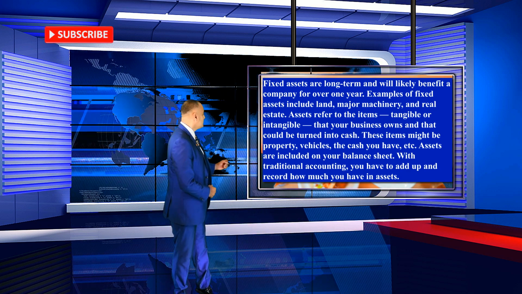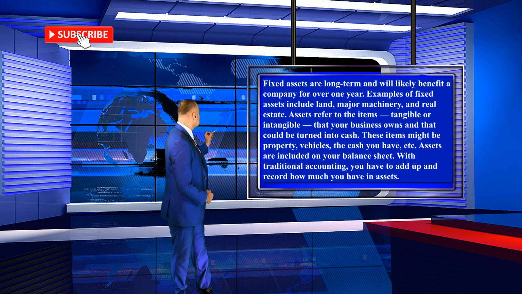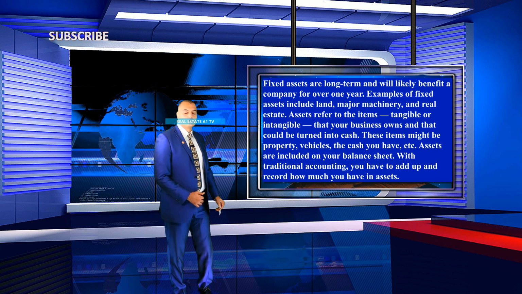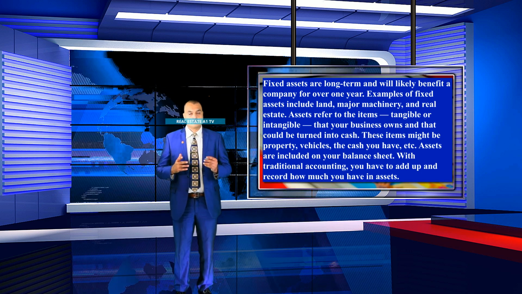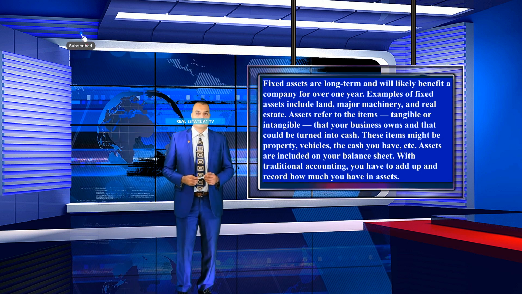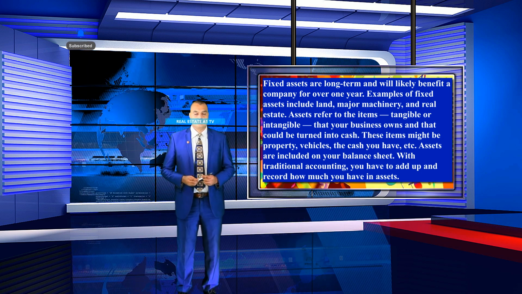Assets refer to the items, tangible or intangible, that your business owns and that could be turned into cash. These items might be property, vehicles, the cash you have, etc. Assets are included on your balance sheet. With traditional accounting, you have to add up and record how much you have in assets.